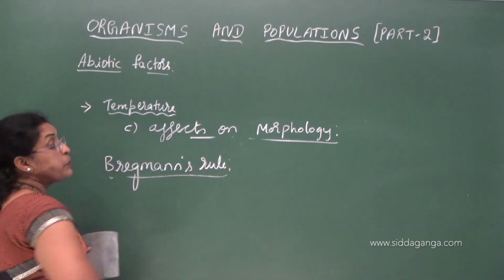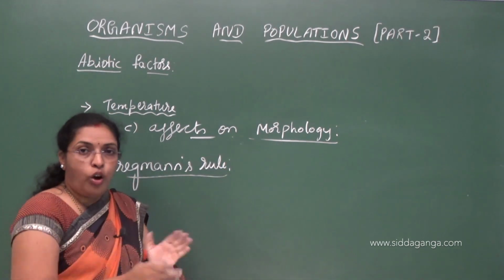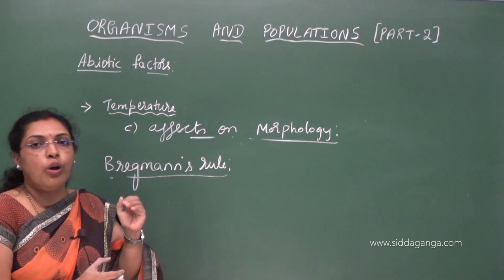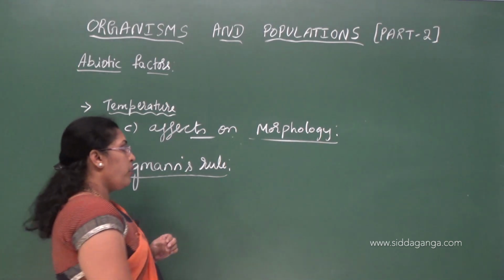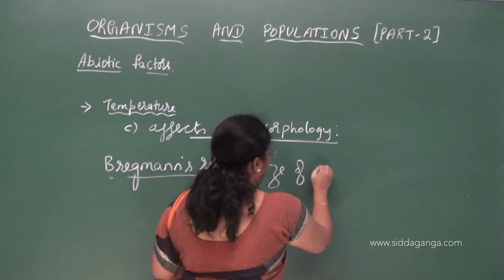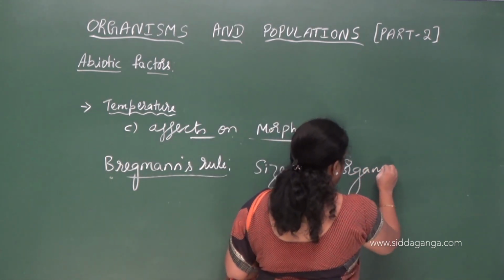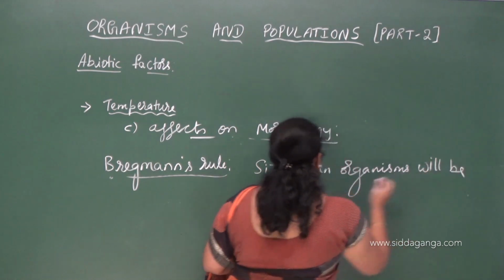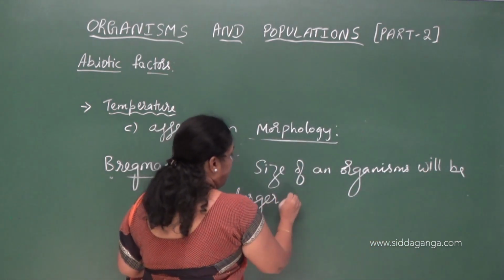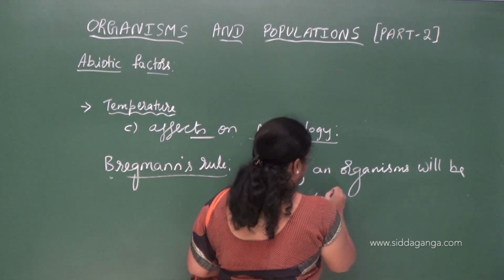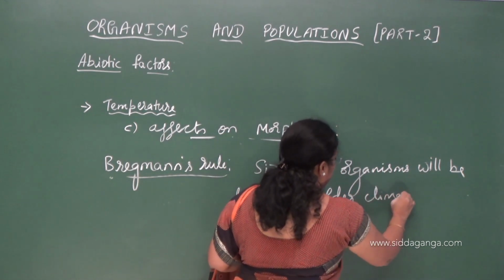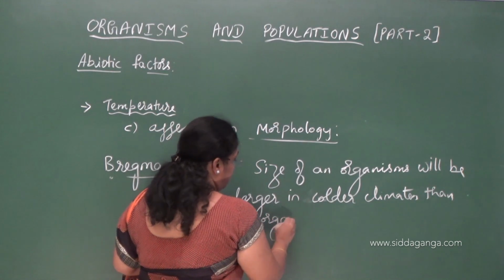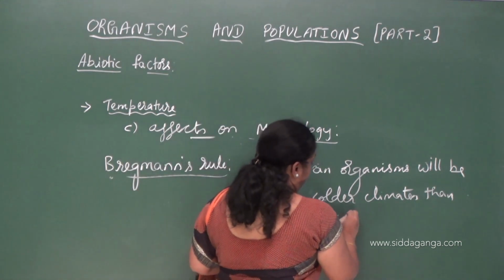This rule tells that the size of an organism living in a colder climate will be larger when compared to organisms which live in warmer climates.